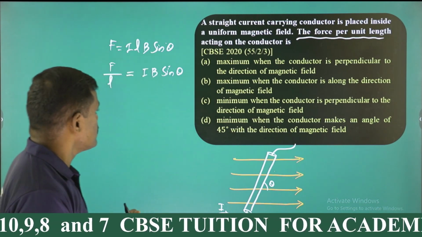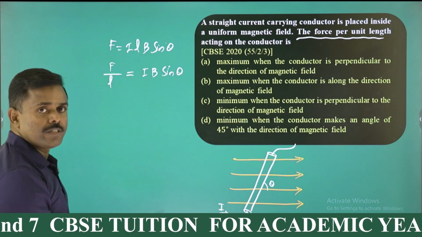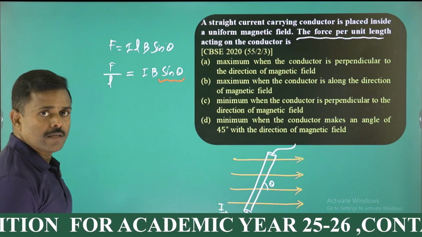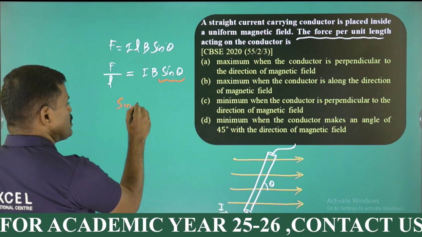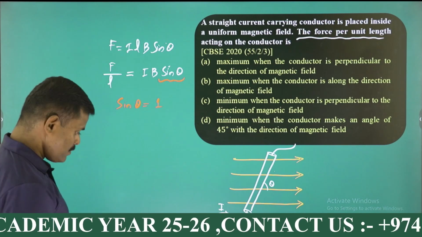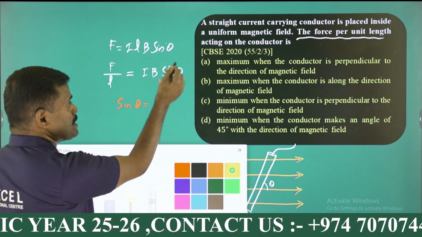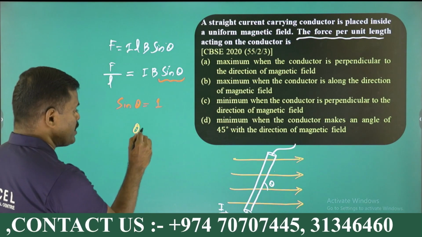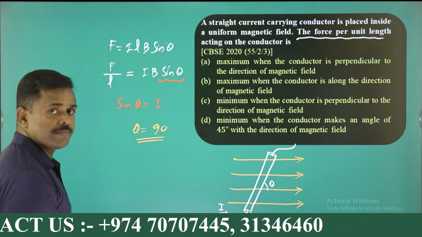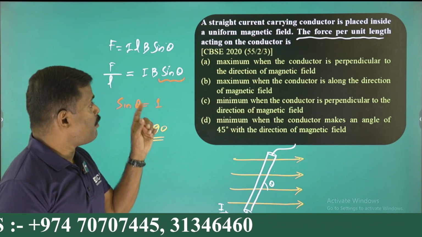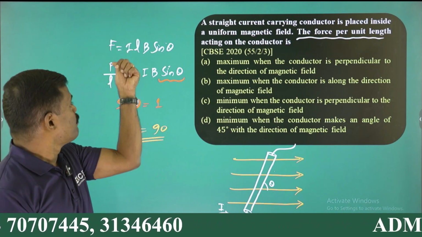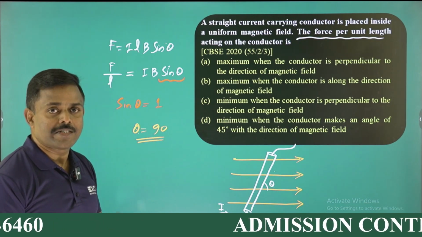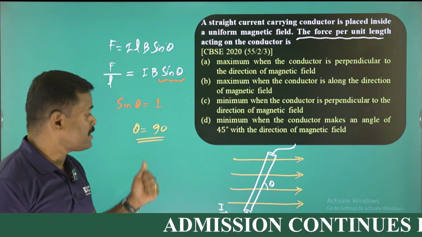Let's look at this. When do we have maximum for this? In order to have maximum, sine theta should be 1. Sine theta is 1 means what? Theta should be 90. That means the force per length is maximum when sine theta is maximum. Sine theta is maximum when theta is 90.